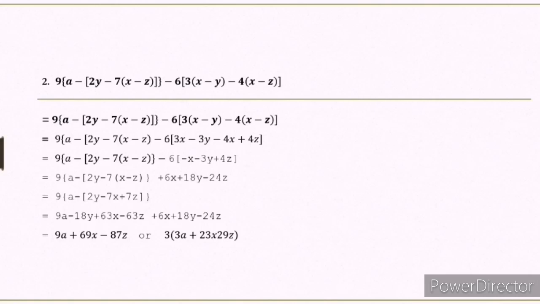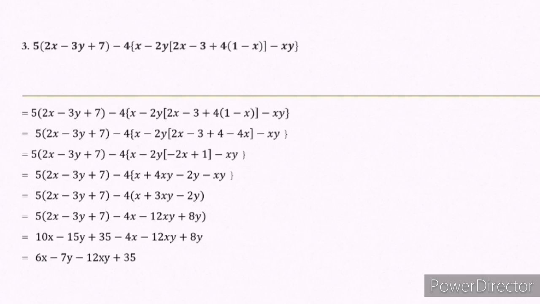Then bring down the positive 67 plus 18y and negative 24. Then the answer is 9a plus 69x minus 87z, or 3a plus 23x 29z, close.